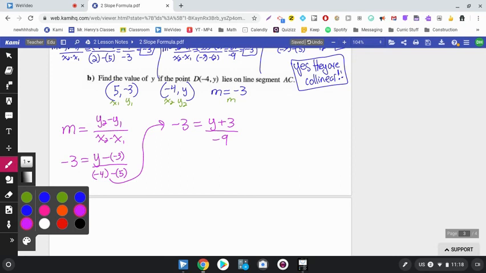Great. This is an equation. I can solve this algebraically, right? I could say, hey, you have that whole thing divided by negative 9. The opposite of divided by negative 9 is multiply by negative 9. So negative 9 times negative 3, 27 equals y plus 3. And at this point, the opposite of add 3, subtract 3. There you go. 24 is equal to y.